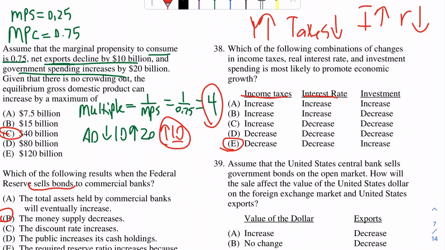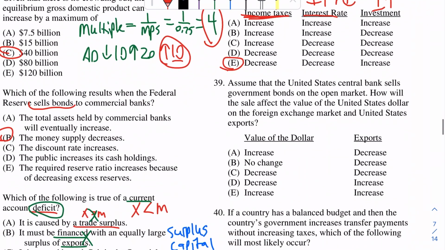You see how I broke that down right there? Economic growth means output up. And then I went through each choice. If I want more output, my taxes have to go down. If I want more output, I need more investment, which means my interest rate has to go down. And I just said investment goes up. So E. That's how I would solve that question.